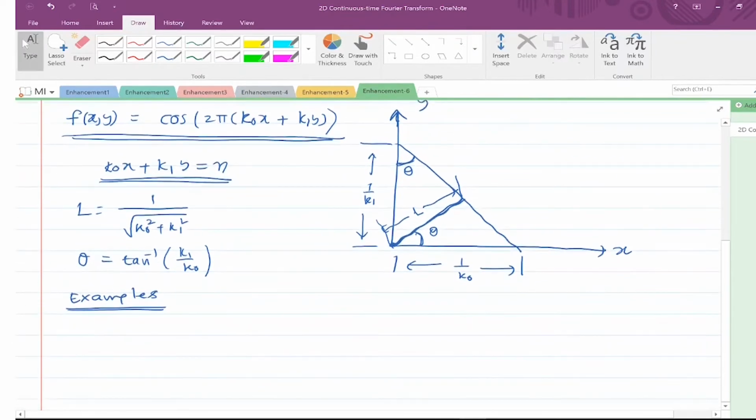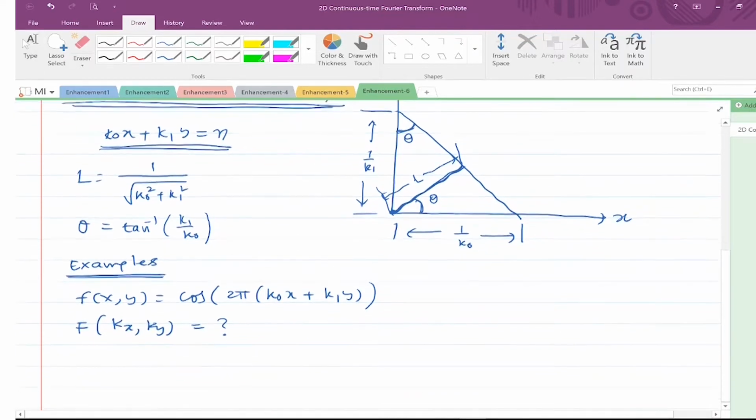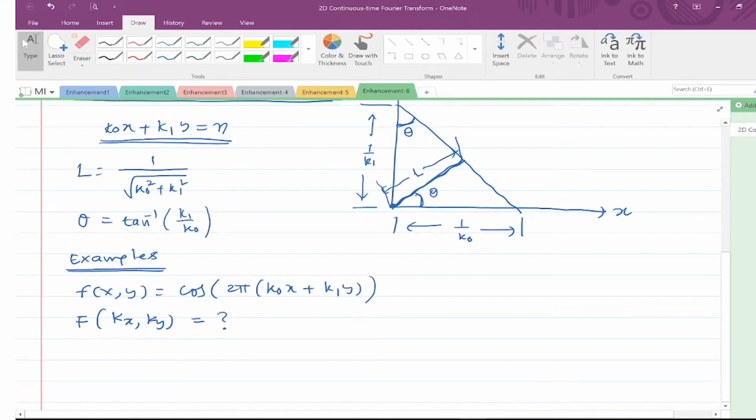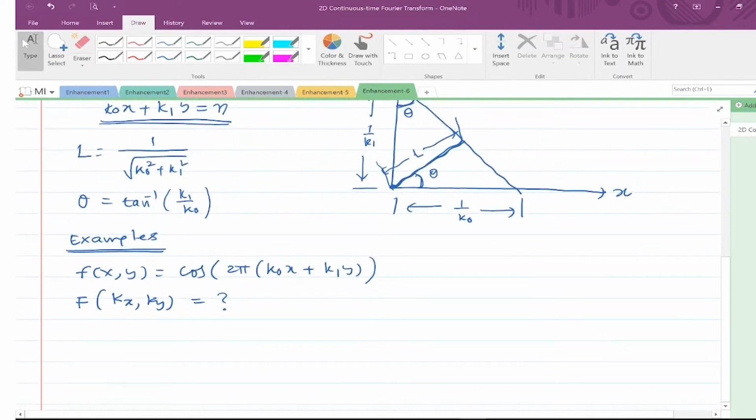For example, you take f of x comma y being equal to the same one that I have written there, 2 pi into k naught times x plus k1 times y. So far what we did is we got an understanding of how that function would look like. Now what we'll try to do is compute the two-dimensional Fourier transform of this function. Please pause the video here, work it out, and then cross-check that with whatever I am going to do right now. So how is this solved?